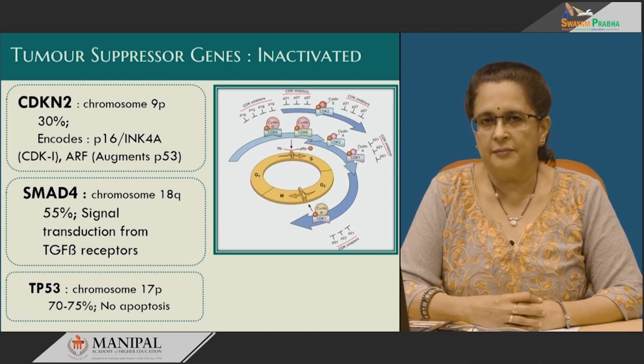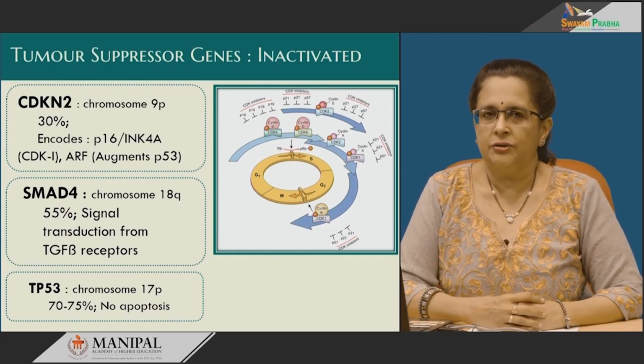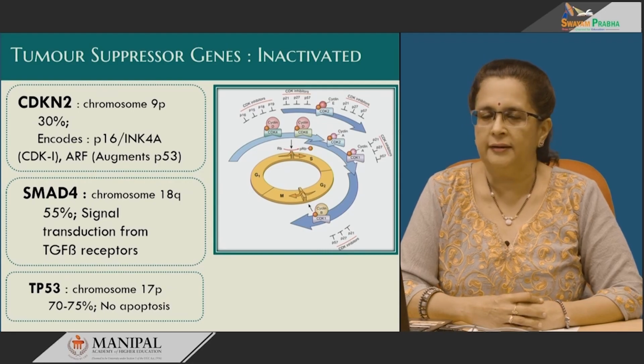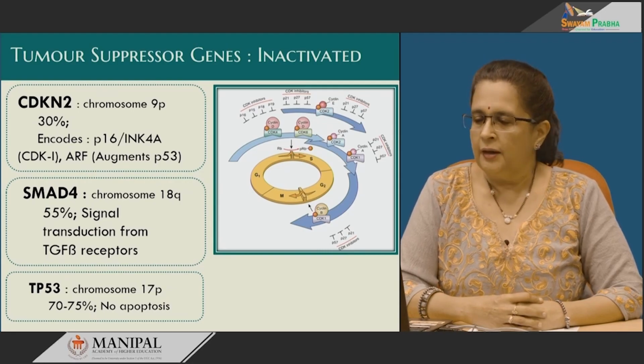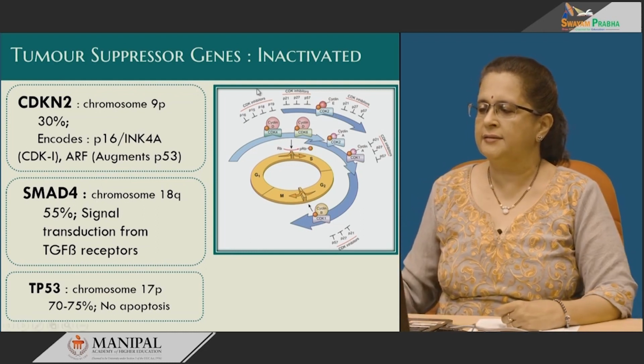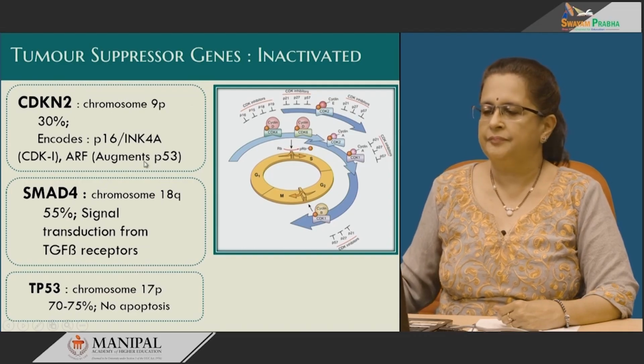It accounts for approximately 30% of mutational changes which are noted. CDKN2 encodes for two genes which are very important for cell proliferation, and that is P16-INK4A, an inhibitor for cyclin dependent kinases, and the other is ARF, which augments P53.